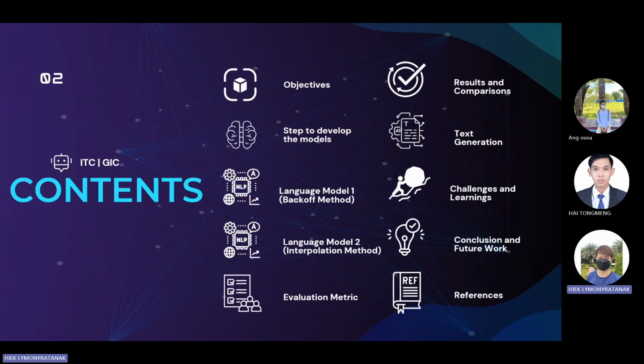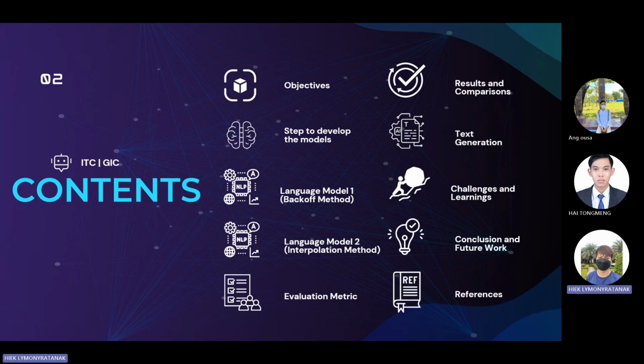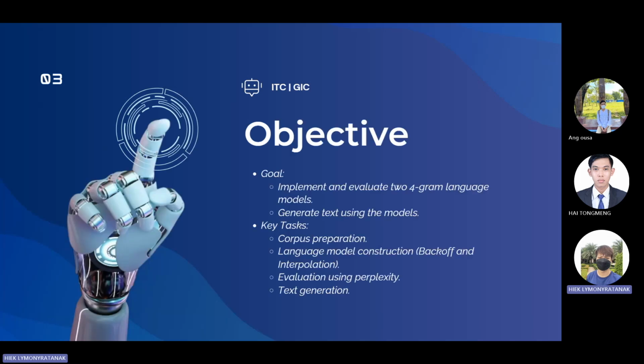This is the table of contents that we will cover in the presentation today, and we divide it into 9 parts: objective, steps to develop the model, language model, evaluation metric, result and comparison, text generation, challenge and learning, conclusion and future work, as shown in the picture. Now let's move to the objective.